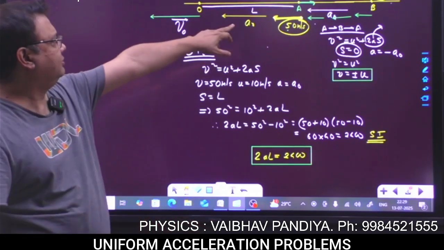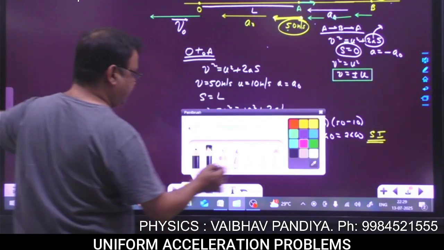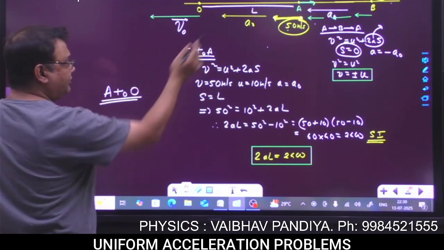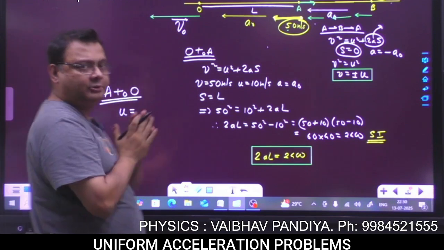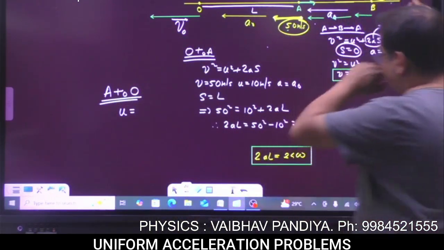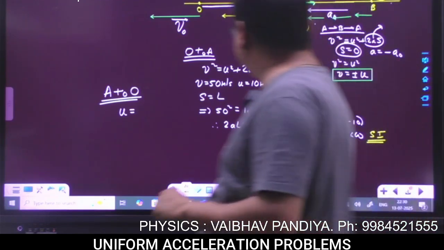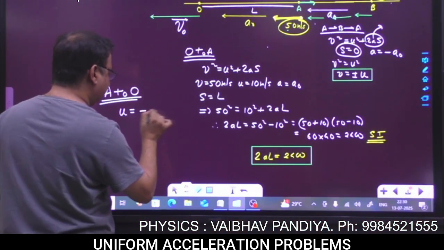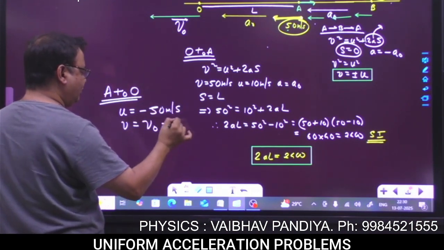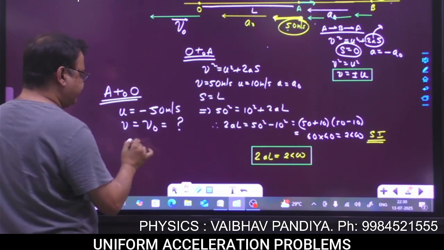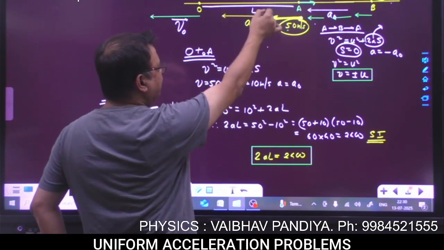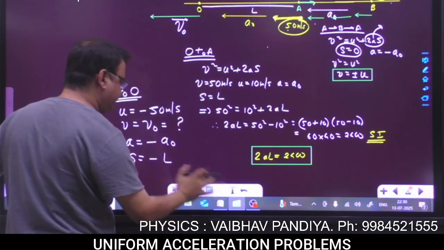Now the same equation from A to O in the backward journey. So if I'm applying the same equation from A to O, now see, from A to O, what will be U? What do you think? What will be the initial velocity with proper sign? We cannot change the axis. The positive axis is towards the right side. So we have seen the velocity at A is 50 meter per second left side. This will be minus 50 meter per second. What is the final velocity? That is VO. That is the unknown which we need to find. What is the acceleration? That is minus A naught. What is the displacement? Again it is covering a displacement L, but towards the left side. So it would be minus L.